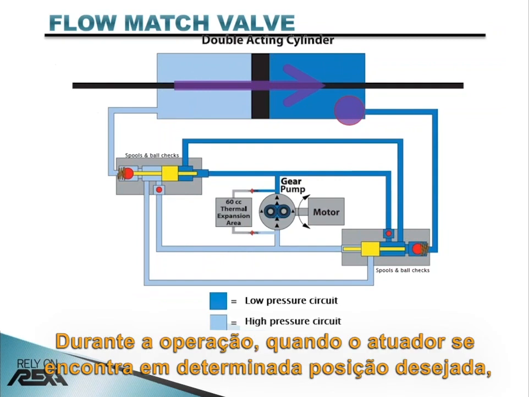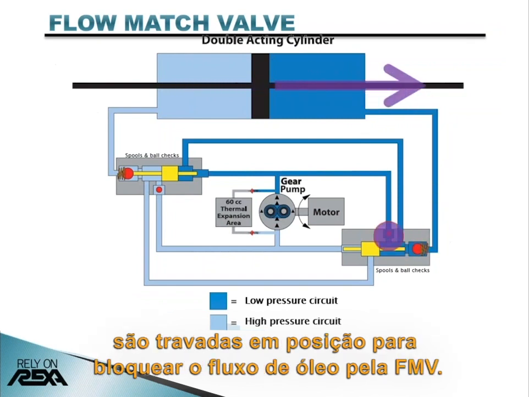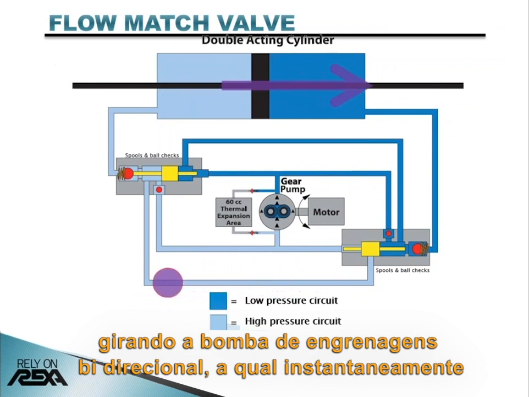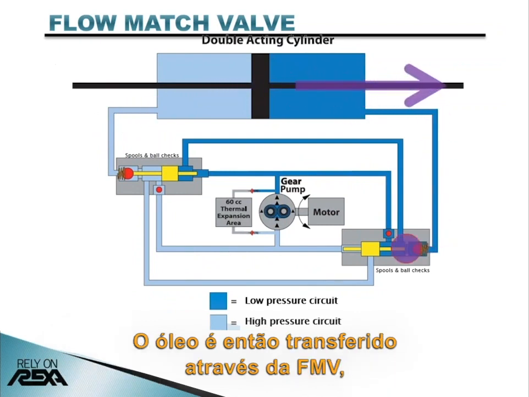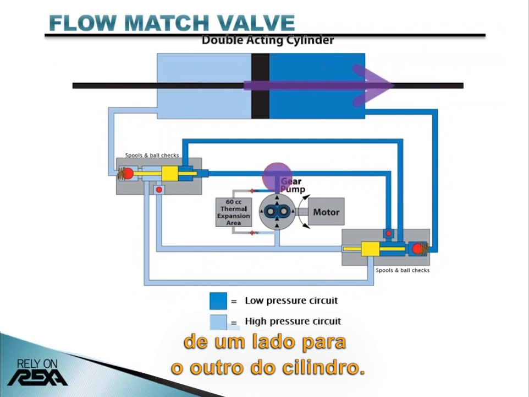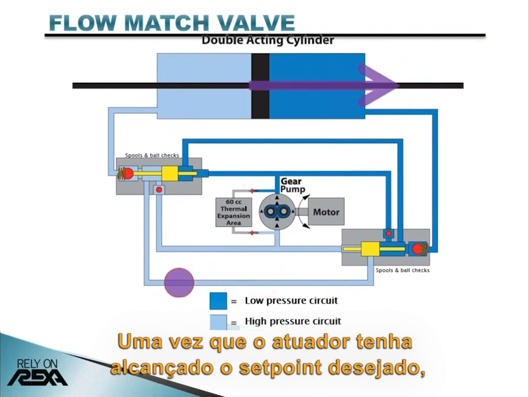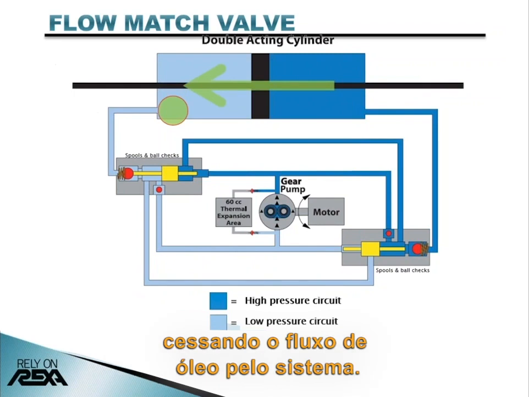During operation, when the actuator is at the desired position, spring-loaded ball checks are locked in place to prevent the flow of oil through the flow match valve. But when there's a signal change, the motor activates, turning the bidirectional gear pump, which instantaneously builds pressure, allowing the ball checks to open. The oil is then transferred through the flow match valve from one side of the cylinder to the other. Once the actuator has reached its desired set point, the motor stops and the ball checks are seated, stopping the flow of oil through the system.